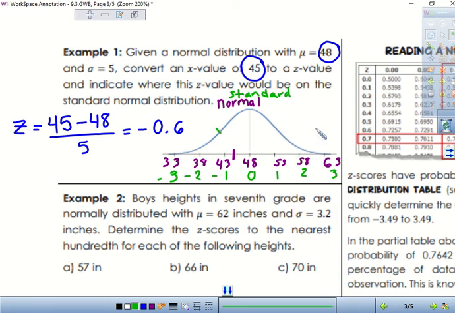I'll repeat this. Does everybody understand what I did with the purple one? I put a line where 45 would be because that was my x value. Now we just calculated our z-score, and this corresponds with the green chart. Where would that have fallen? Negative 0.6.